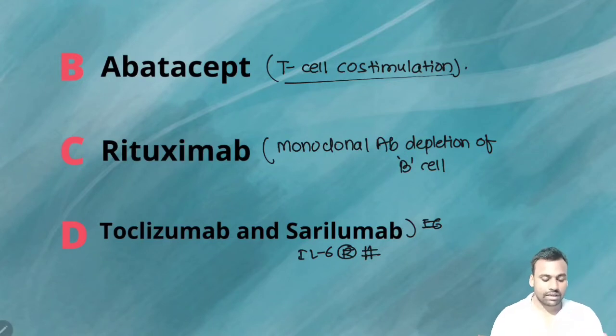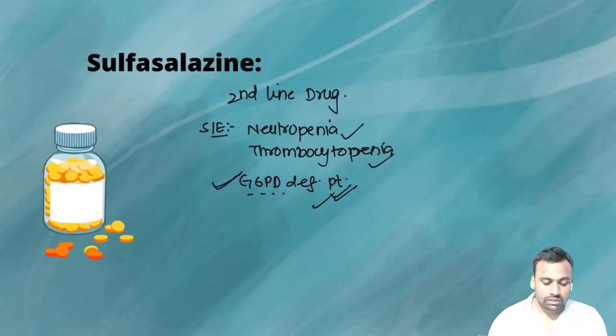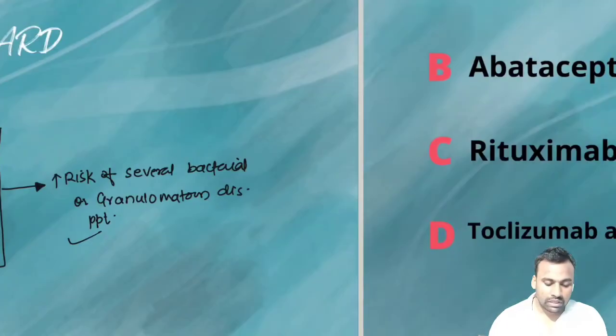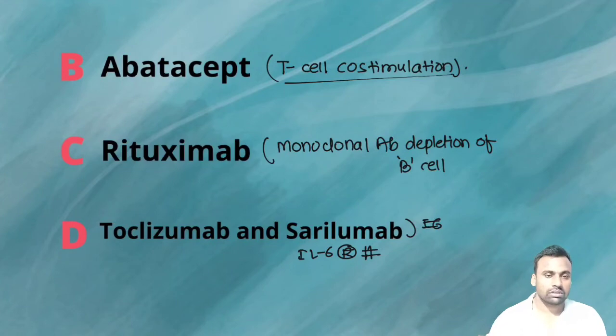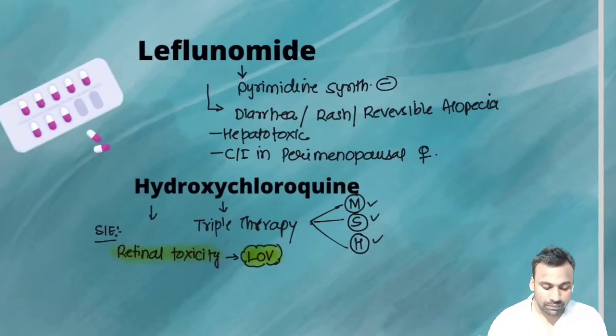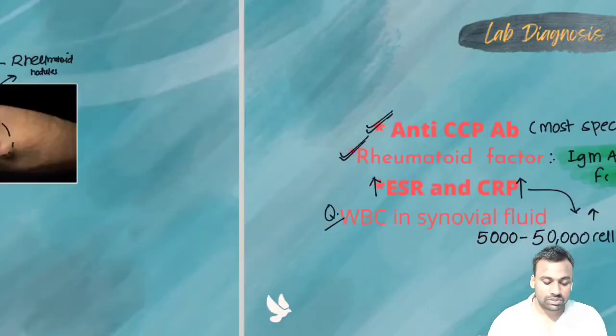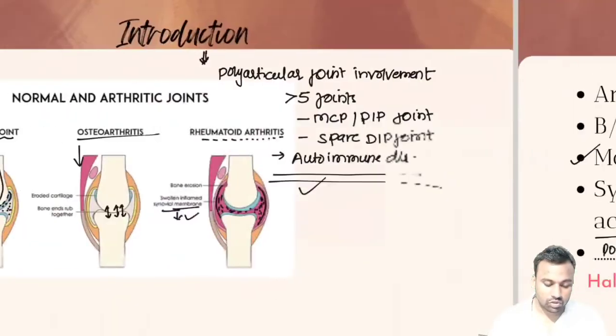These drugs, abatacept, rituximab, tocilizumab, and sarilumab, are mainly used in rheumatoid arthritis in the severe or refractory condition. That's all about these DMARDs and the several other features. In the first part you can study the rheumatoid arthritis clinical features and some signs. You can revise this topic.